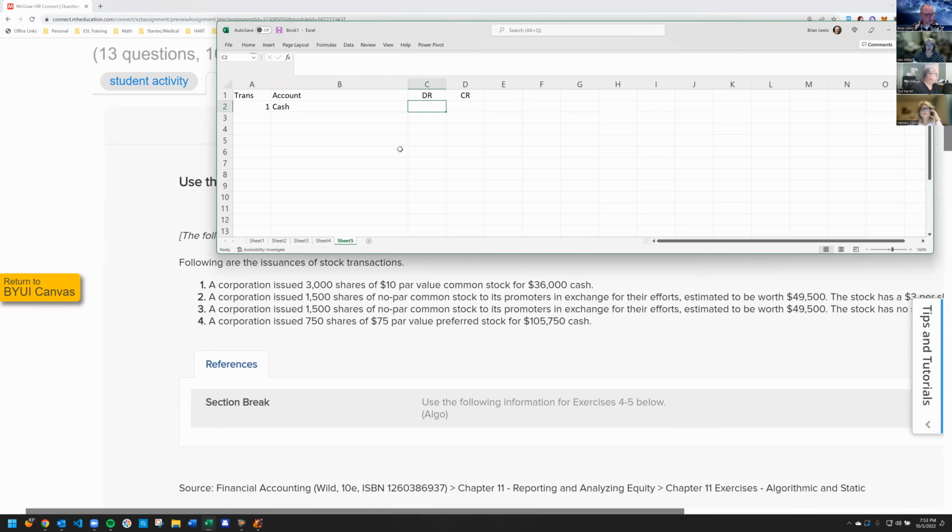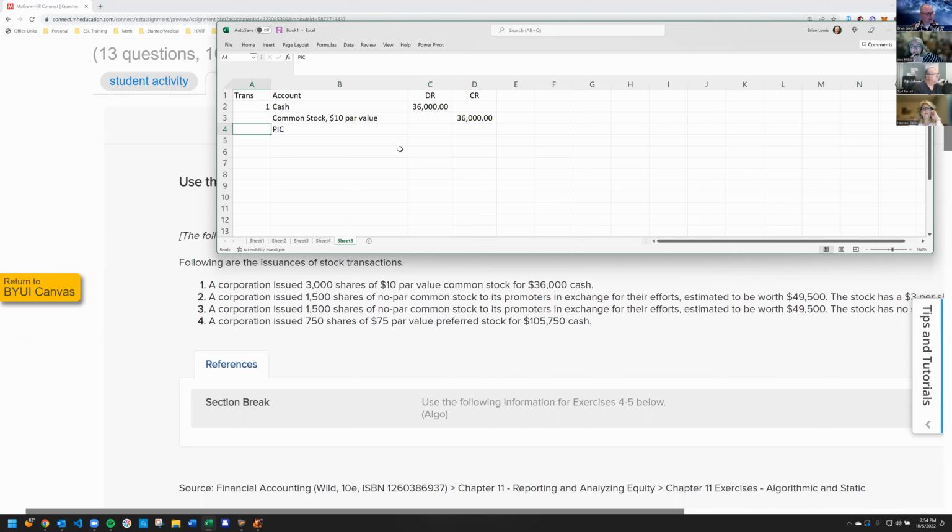And how much is it going to be for? 36. Perfect. Okay, and where's it going to go? We're going to go to common stock on the credit side, probably for the $30,000. Okay, that should be, oops. Yep, is there an excess on this? Because 10 times 3,000, nice catch, would be 30,000, and then there should be a, I can't remember what they called that.